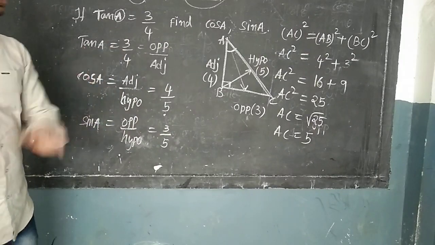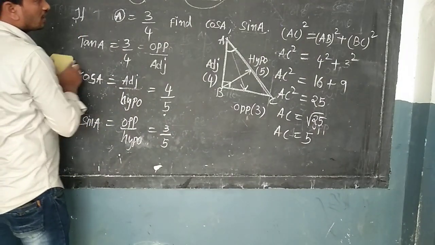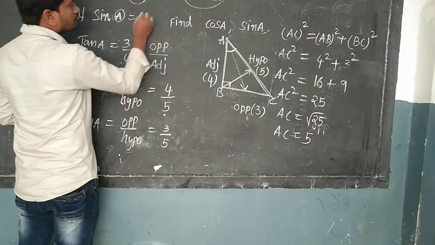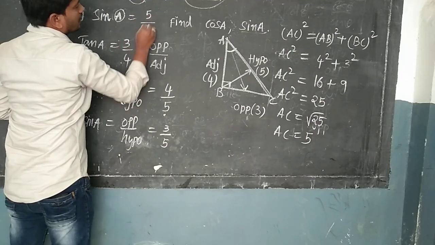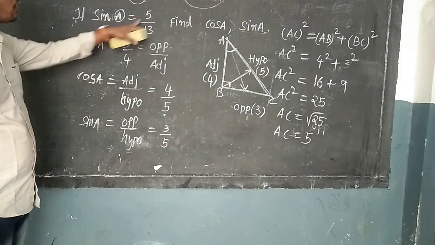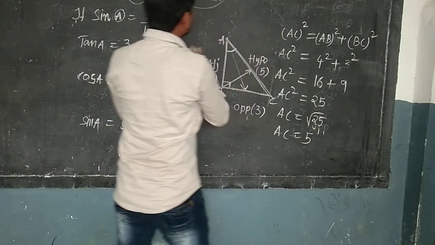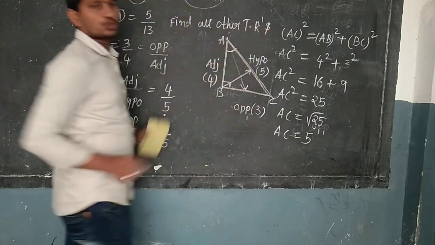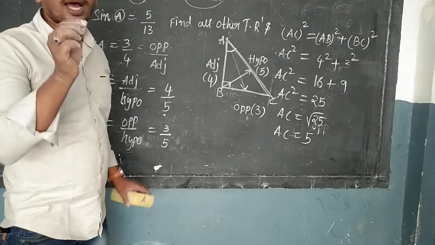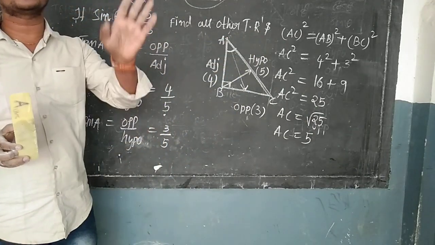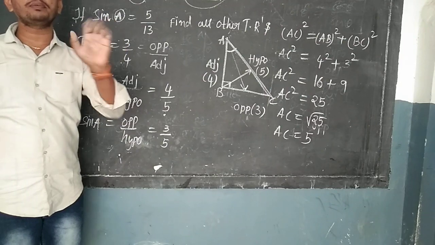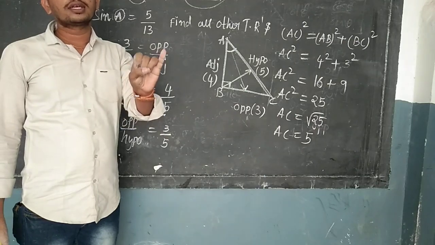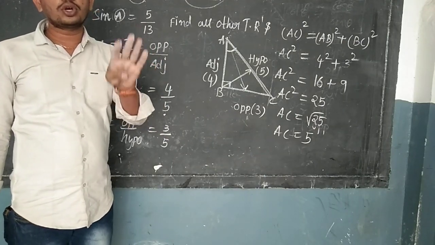Okay. Let me explain one more question. For example, if sin A equal to 5 by 13, find all other T ratios. Find all other T ratios. I mean trigonometric ratios. This is the shortcut. TR is nothing but trigonometric ratios. Find all other trigonometric ratios. Actually, we have 6 trigonometric ratios, of which the sine ratio is given. Then we have to find out cos, tan, cot, cosec, sec.